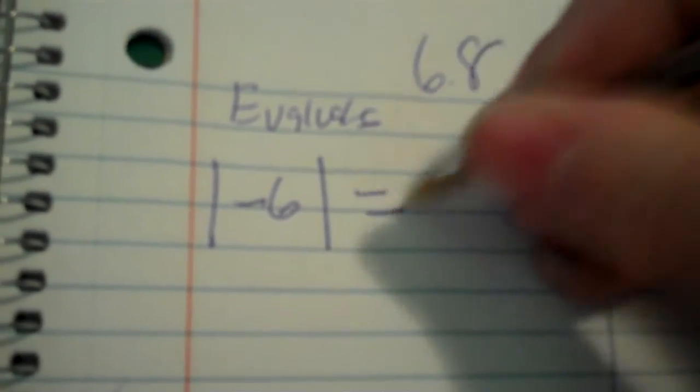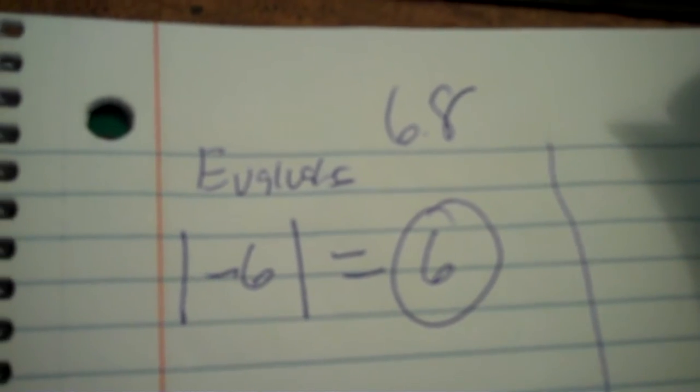It says the absolute value of -6. I have to find out what that equals. Absolute value means how far the number is from 0 on a number line. We don't label it. If I go from -6 to 0, that's 1, 2, 3, 4, 5, 6 places. So the absolute value of -6 equals 6. It's how many spaces you count. It's just counting.